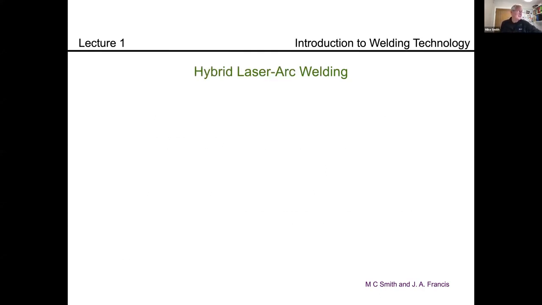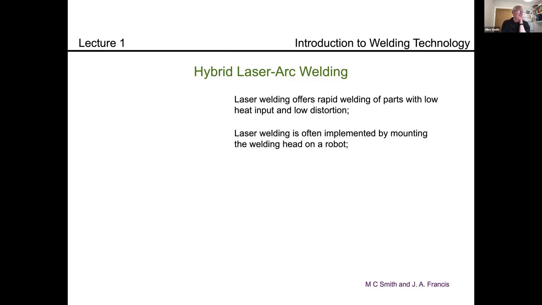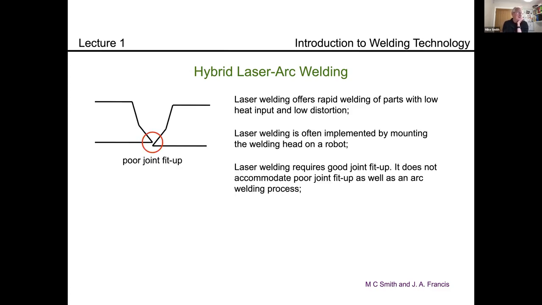There's another variant of laser welding, which is hybrid laser arc welding. So what you do here is, laser welding allows you to do rapid welding of parts with low heat input and low distortion, just like EB welding. What you often do is put the welding head on a robot. That's very common, to have robot laser welding. Now, it requires a good joint fit up.